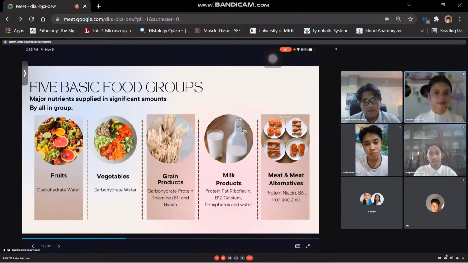Okay. For fruits, we have carbohydrate, water. Vegetables, also carbohydrate, water. For grain products, we have carbohydrate, protein, thiamine B1, and niacin. Milk products, we have protein, fat, riboflavin, B12, calcium, phosphorus, and water. And for meat and meat alternatives, we have protein, niacin, B6, iron, and zinc. Okay, thank you. Next slide, please.